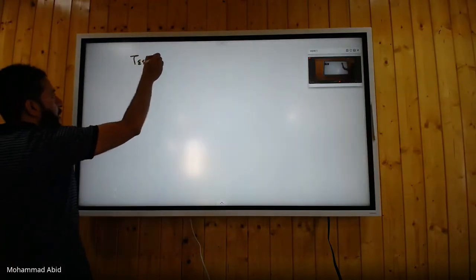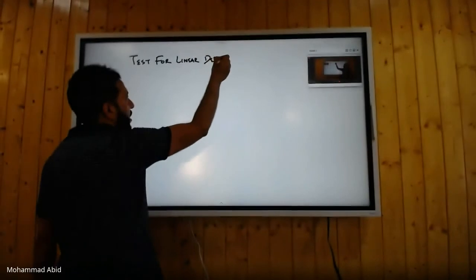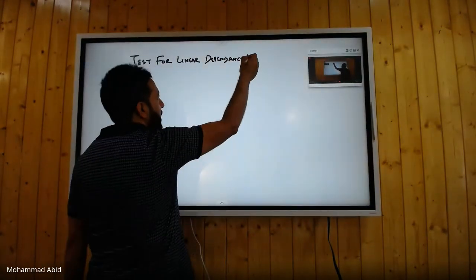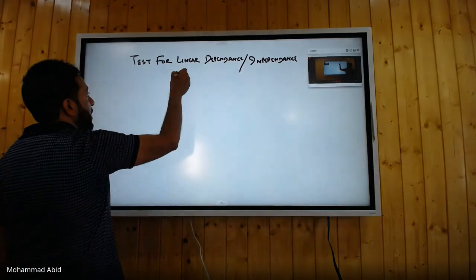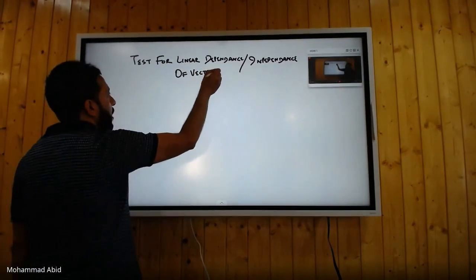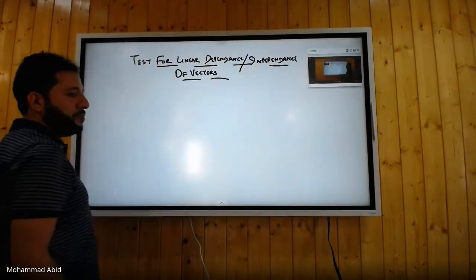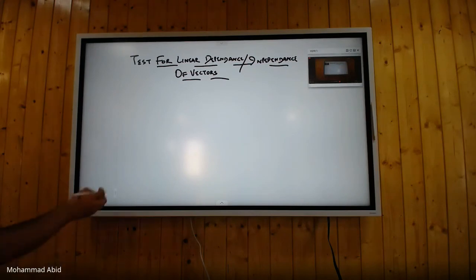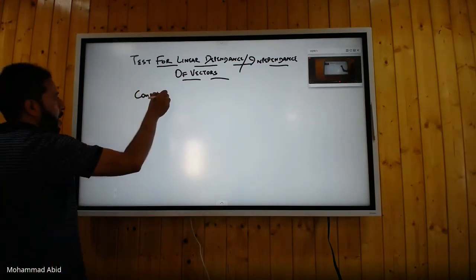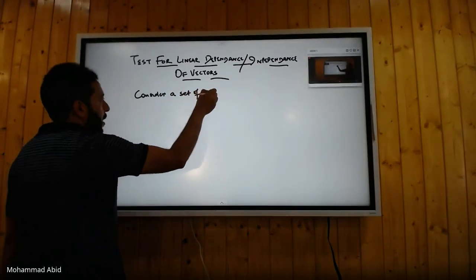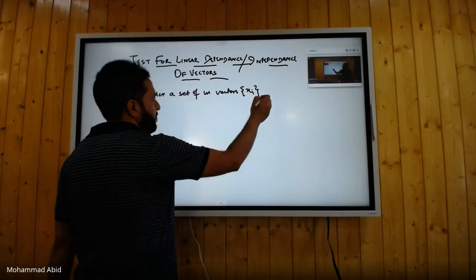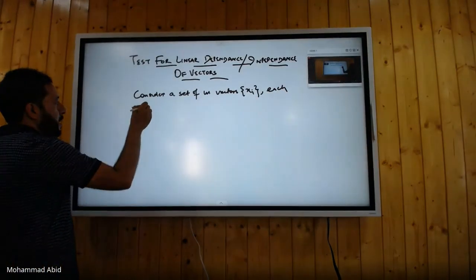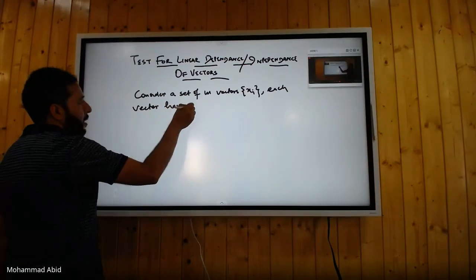So, test for linear dependence or independence of vectors. Okay. So consider a set of m vectors xi, that means x1, x2, x3 up to xm, each vector having n components.